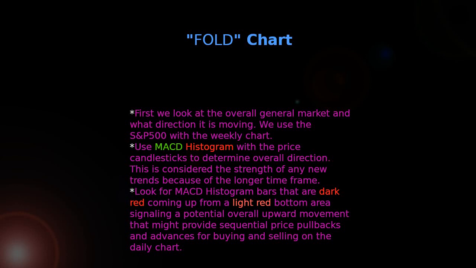First, we look at the overall general market and what direction it is moving. We use the S&P 500 with the weekly chart. Use MACD histogram with the price candlesticks to determine overall direction. This is considered the strength of any new trends because of the longer time frame. Look for MACD histogram bars that are dark red coming up from a light red bottom area, signaling a potential overall upward movement that might provide sequential price pullbacks and advances for buying and selling on the daily chart.